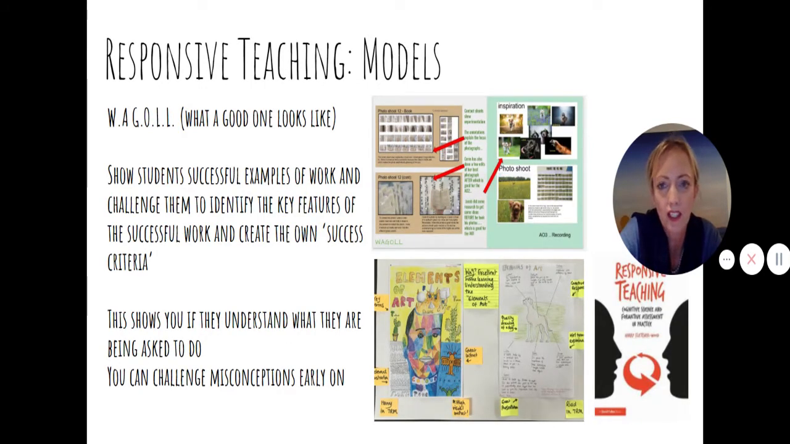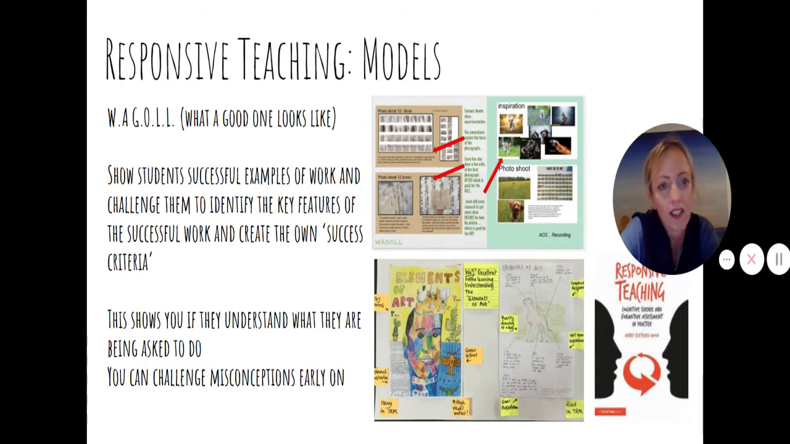So the first strategy is to do with models. And it's mentioned in the responsive teaching book by Harry Fletcher Wood. And we use the term what a good one looks like quite a lot in art. So showing the students examples of successful work, so it might be from a different class or that class or one that you've produced, and then getting them to identify the key features of successful work in order to create a success criteria.